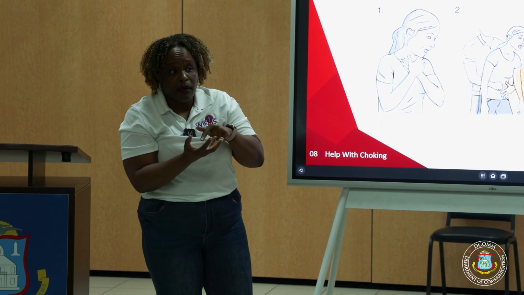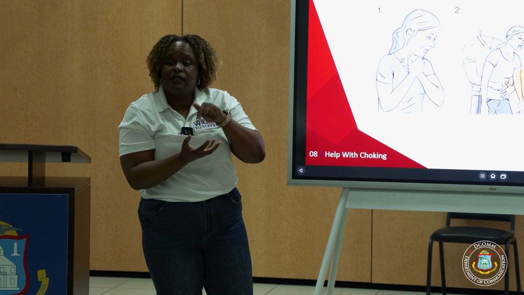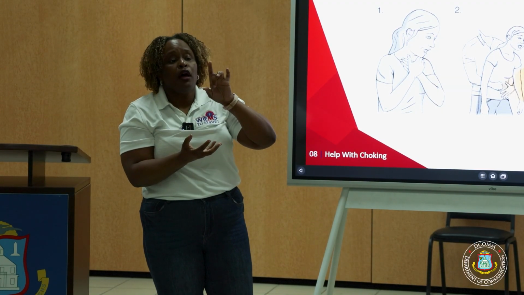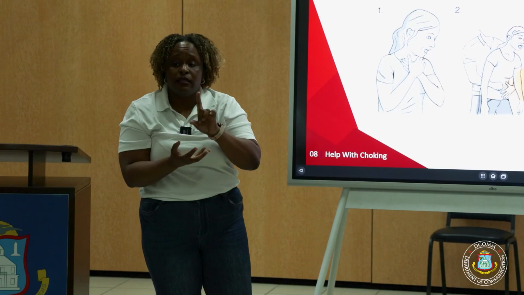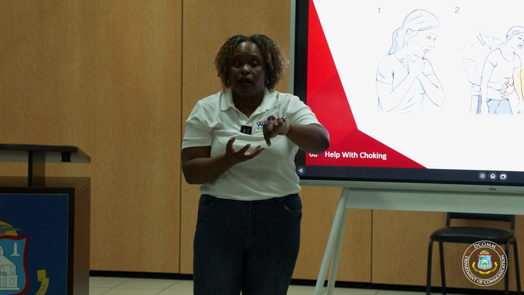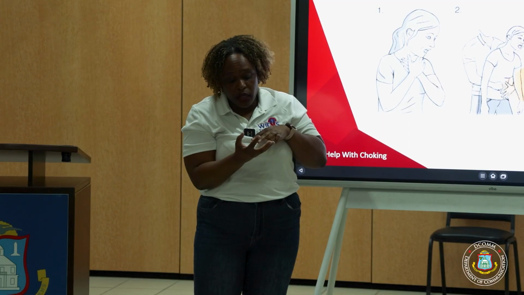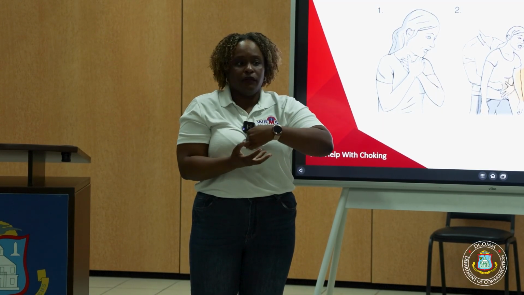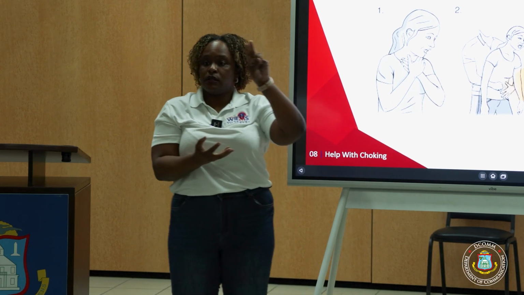You're going to check in the baby's mouth. If you can see the object and easily remove it, you can just reach in and take it out. But if you can see it, but you can't easily remove it, do not try and take it out, because what you can do is then push it further back. If you can't see it or you can't reach it, you're going to give 5 compressions to the center of the baby's chest with your 2 fingers.